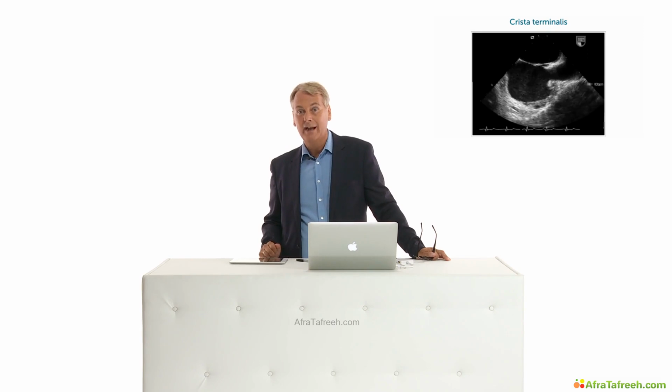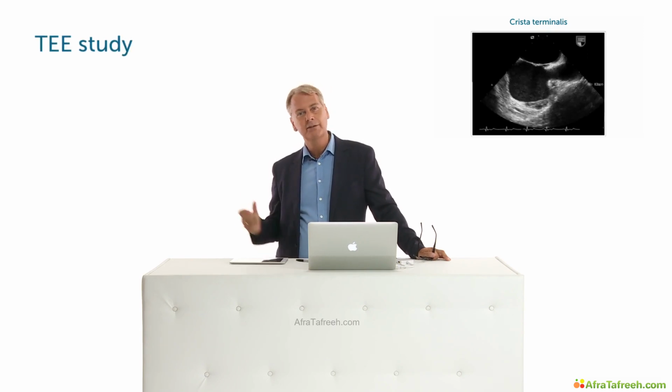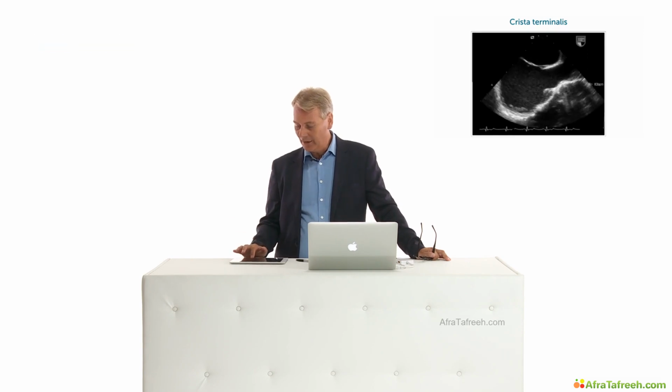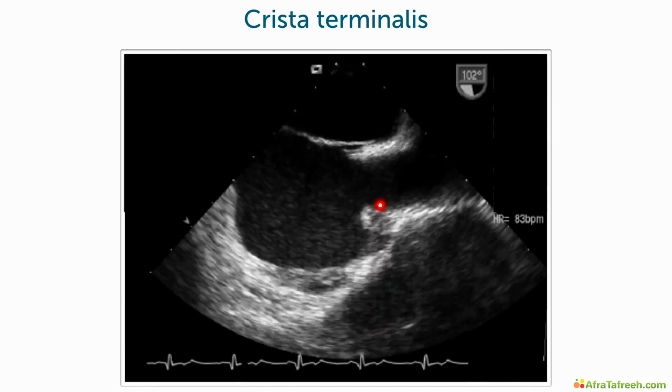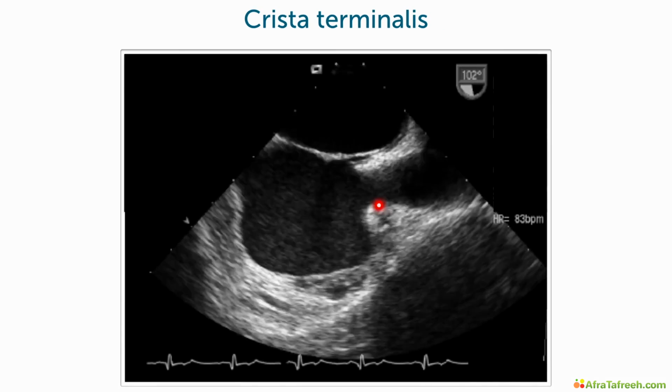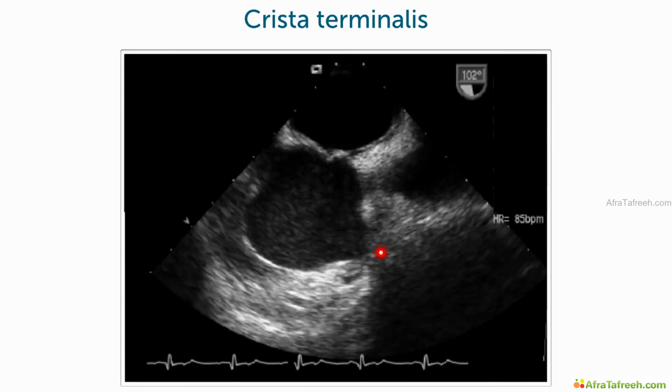It's quite easy to actually see the crista terminalis from a transesophageal approach because it appears as if it's an extension of the superior vena cava. You see it right here. This would be the crista terminalis. And it is very close to the right atrial appendage, which is located right here.